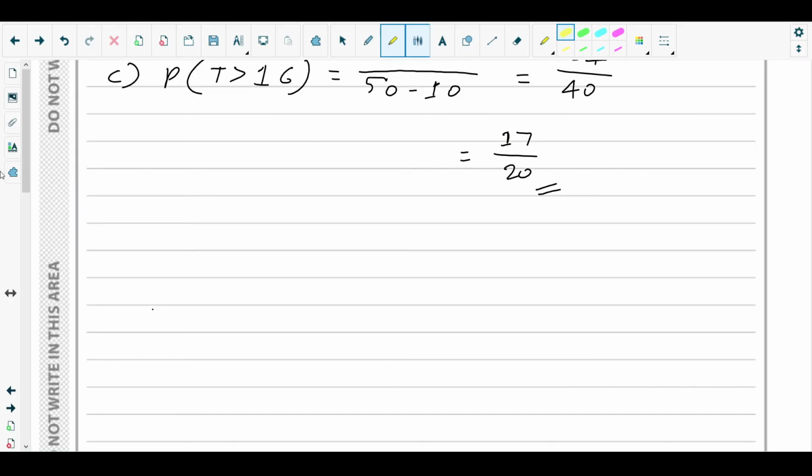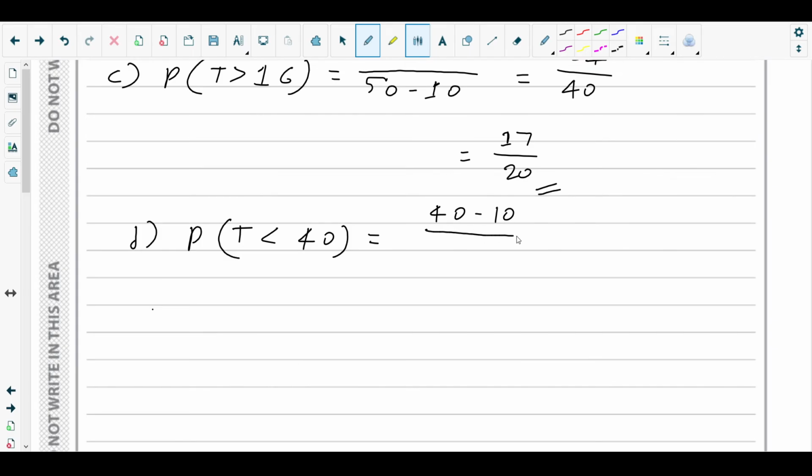I think you got the hold of the question because I have already described the three events. First, we will be finding the probability of T less than 40. That means the time required to answer the call by the receptionist is less than 40. So 40 minus the lower limit 10, over 50 minus 10, the range. We get 30 over 40, that is basically 3 over 4.